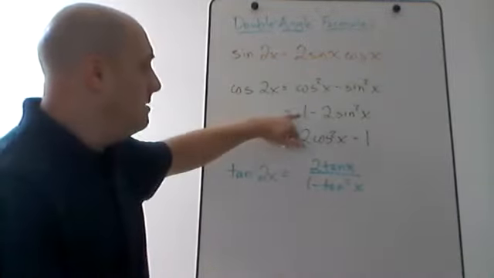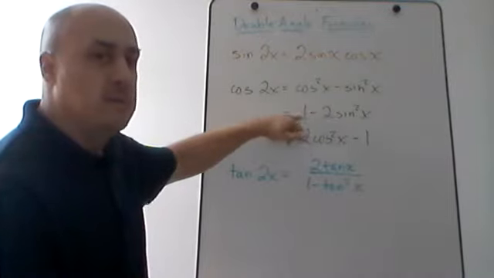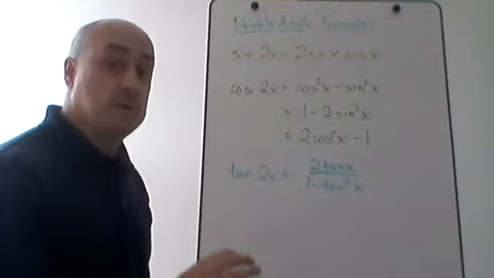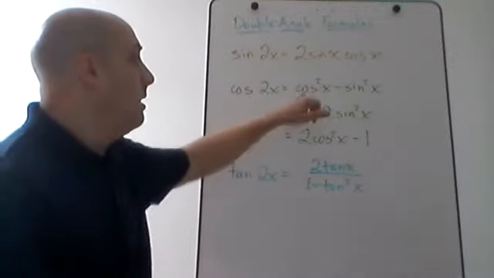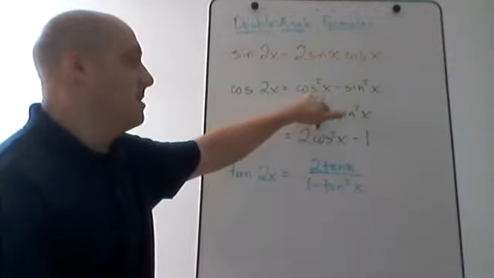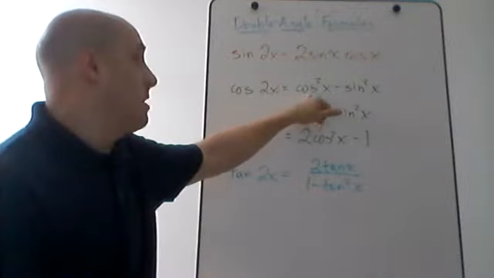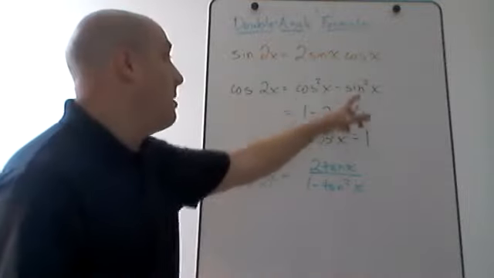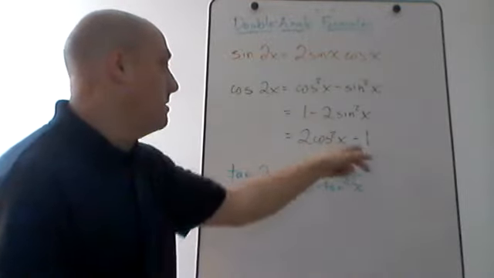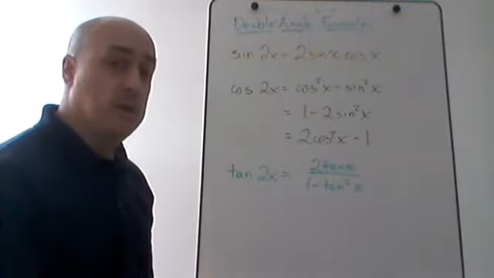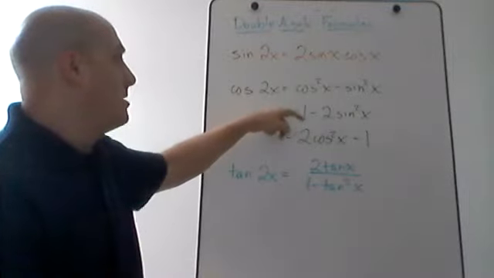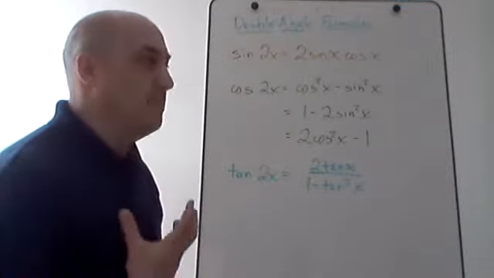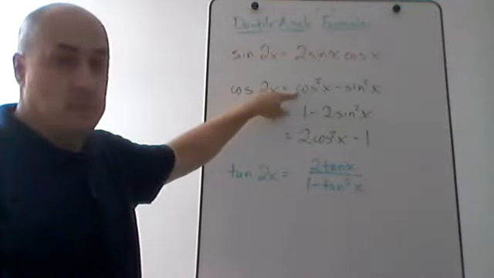Right? And these two other forms of this formula down here come from the Pythagorean identity that sine squared plus cosine squared equals 1. If you solve that identity for cosine squared of x and plug it in, you'll get this. If you solve that identity for sine squared of x and plug that in here, you'll get this one over here. I'll leave that up to you if you want to double check that. But these two extra formulas for cosine 2x come from applying the Pythagorean identity to this one up here.